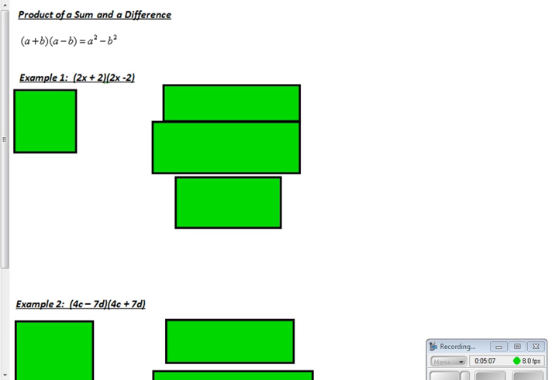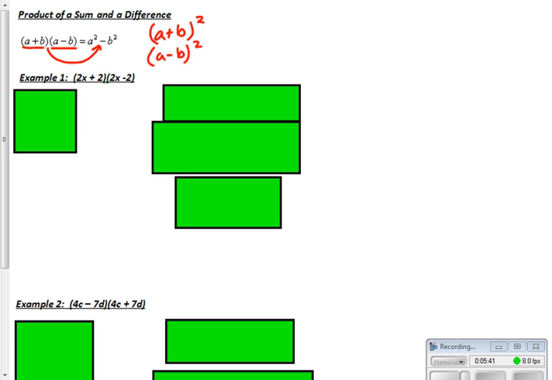The last special product that we're going to cover is a product of a sum and a difference. Now notice, up here we have (a + b) and (a - b). In comparison to the other two we worked through, when a plus b was squared and a minus b was squared, we could use those two simplified equations. Notice when we have (a + b) and (a - b), we're going to use this equation, which is a squared minus b squared.